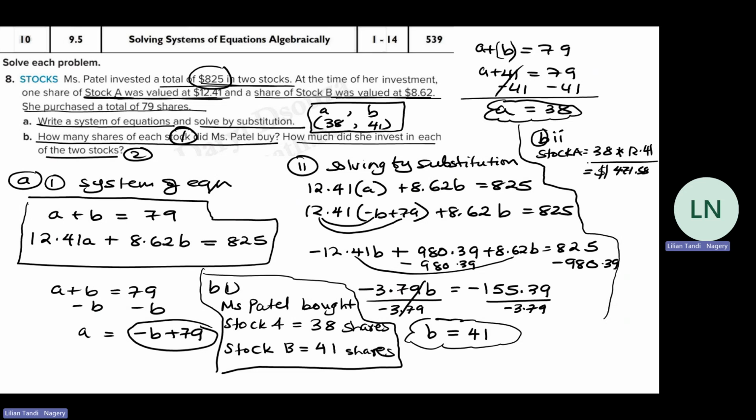471.58. And your box, no, you didn't finish. You want to do stock B. Stock B will be 41 times how much? 8.62. And you should get $353.42, and box your answer. Okay, that's how you were supposed to do this.